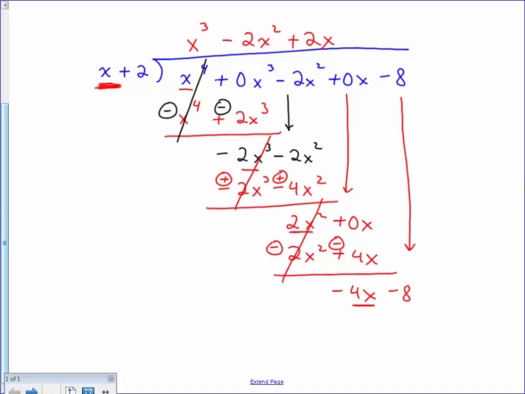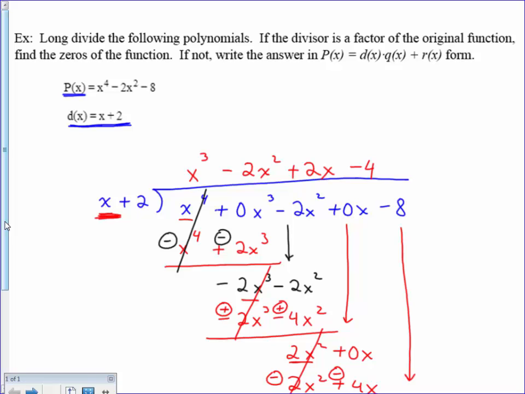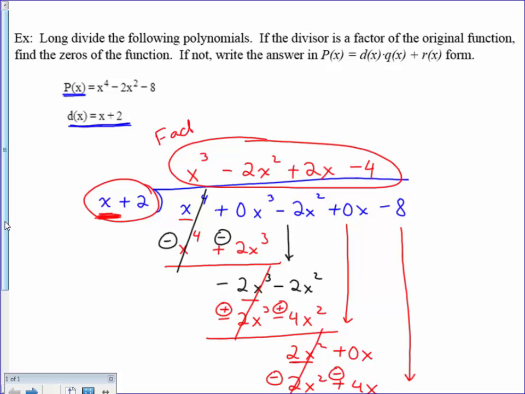Look here and look here. What times x would give me negative 4x? It would have to be a negative 4. Take the negative 4, multiply by x, would be negative 4x, and the negative 4 by the 2 would be negative 8. Draw a line, change the signs. Here I'd have cancellation for both, and so the remainder would be 0. So in this situation, my divisor, x plus 2, went evenly into my function p of x. So that means that this and this are both factors of p of x.